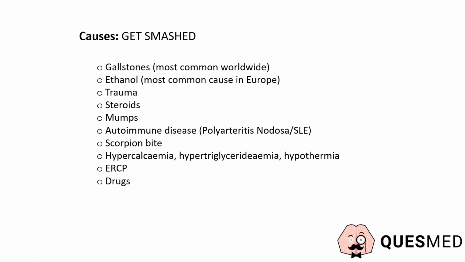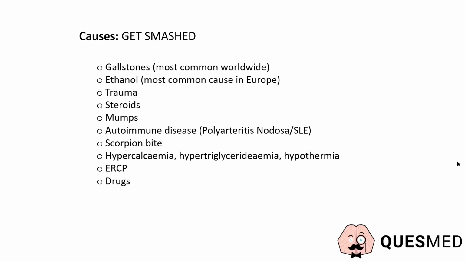So the most common causes of pancreatitis can be remembered using the mnemonic GET SMASHED, and this is really important for your finals when you can't think of the answer that you need. So gallstones is the most common cause of pancreatitis worldwide. However, in Europe, ethanol is the most common cause. When you start work as a foundation doctor, it's not uncommon to see some patients who represent with pancreatitis relating to alcohol. Other causes include trauma, steroids, mumps, autoimmune diseases, scorpion bites, hypocalcemia, hypertriglyceridemia, hypertension, ERCP, and drugs.